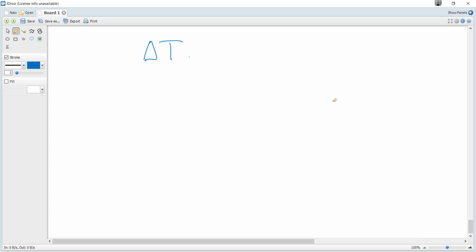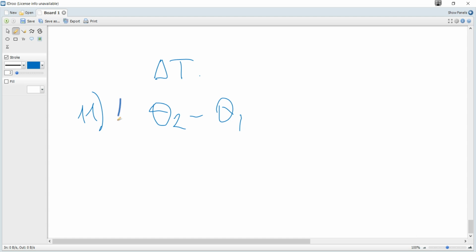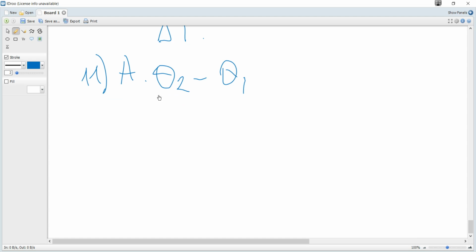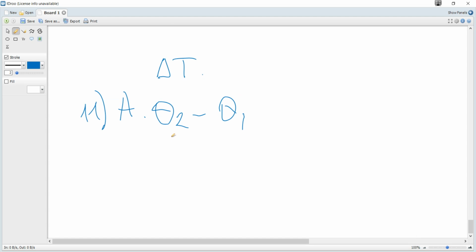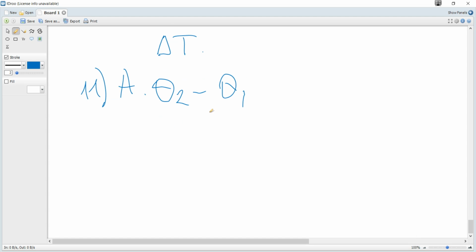But for change in temperature, if you convert each temperature into Kelvin, 273 just cancels and you get absolutely the same. So it's easy. It's just theta 2 minus theta 1. It's A. So the difference or change in temperature is the same in both Kelvin and Celsius.